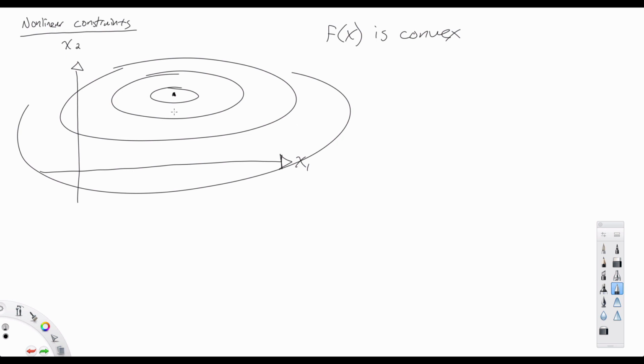Let's change things up. What if we have a constraint, a nonlinear constraint, that looks a bit different? Here, the feasible domain is non-convex. It's pretty easy to show that, choosing a couple of points that are feasible in the feasible domain and drawing a line between them, and that line goes outside of the feasible domain.